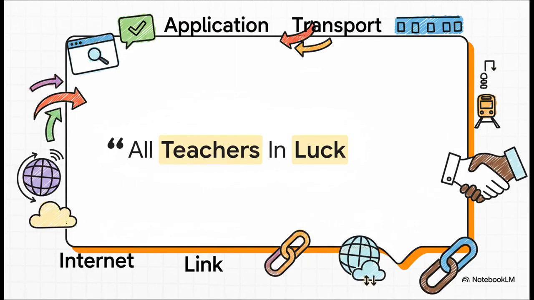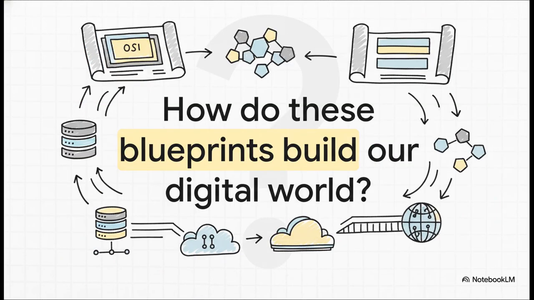And of course, there's a mnemonic for this one too. For this one, just remember "All Teachers Like Me." That gets you application, transport, internet, and link. So there you have it. The OSI model is the detailed, theoretical blueprint. It's perfect for learning and for troubleshooting problems. But the TCP/IP model is the practical, streamlined engine that actually powers our entire digital world.